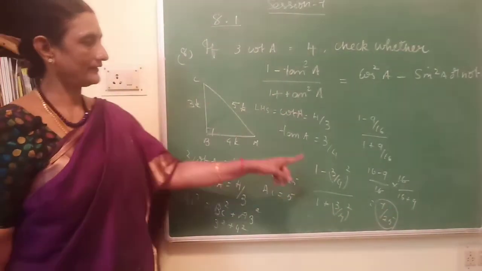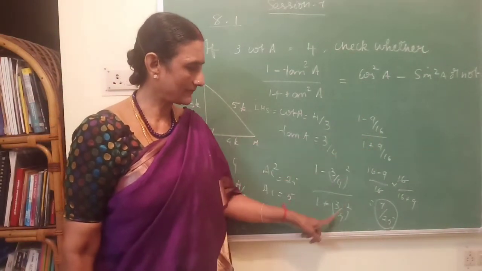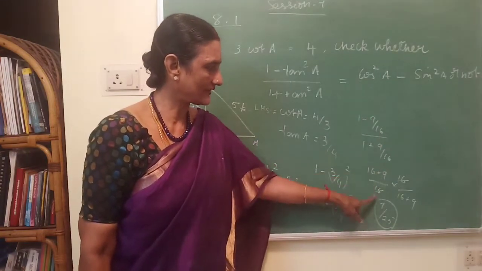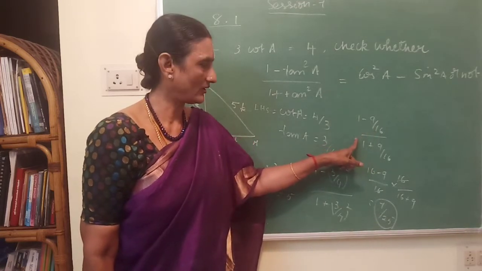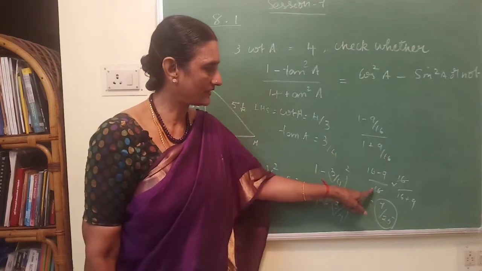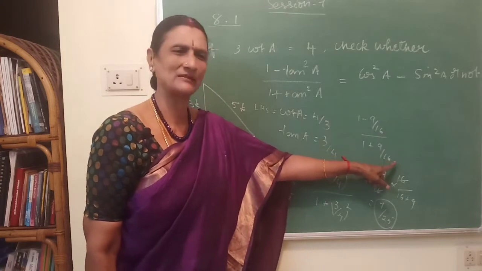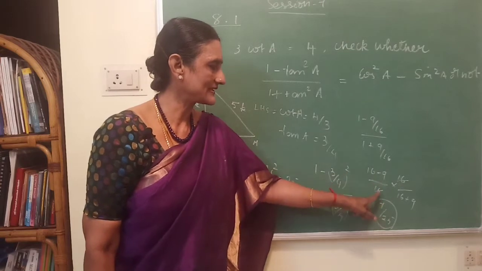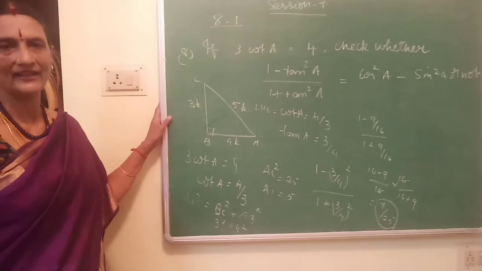Understood? So, this is 1 minus 9 by 16 divided by 1 plus 9 by 16. That 16 minus 9 gives you 7 by 16 for the numerator, and then 16 will come for the denominator, and denominator 16 plus 9 25 will come here, and then this 16 will go up. This is a very simple rule of fraction division. 16 cancels, so you have got 7 here and you have got 25. 7 by 25 is the answer for the LHS.